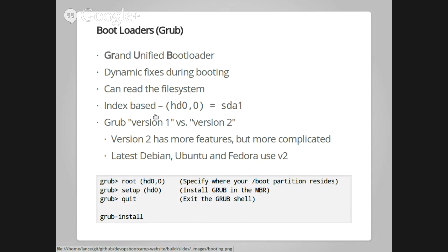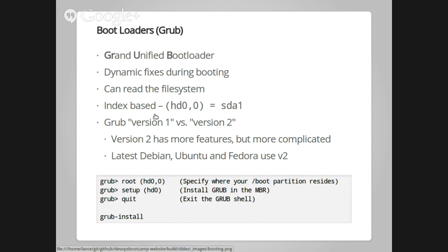Most modern Linux distributions now use Grub 2. CentOS 6, which is our default VM, is actually still using Grub 1, which is kind of nice because it's easier to teach, but Grub 2 can be interesting. So I'll go ahead and show you this.